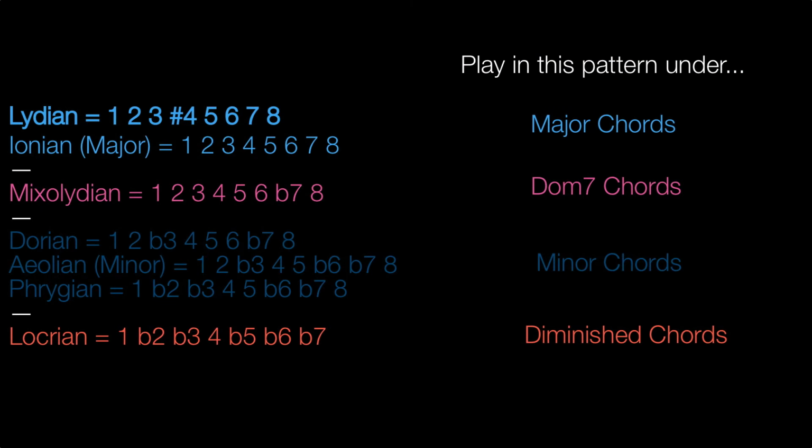With these 7 modes, you have the means to play underneath any different type of chord, which is really useful. You're not just limited to major and minor chords anymore. You can use dominant 7 chords, diminished chords, and also major 7 and minor 7 chords are the exact same as major and minor. So all you have to do is make sure that when you're improvising with them, you actually do go all the way to the top, if that makes sense.